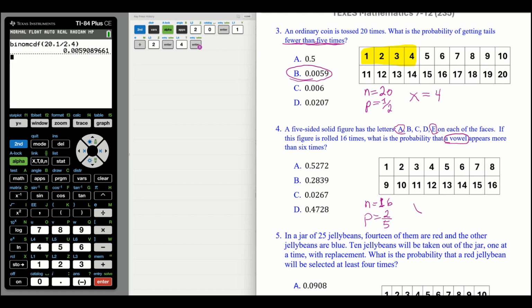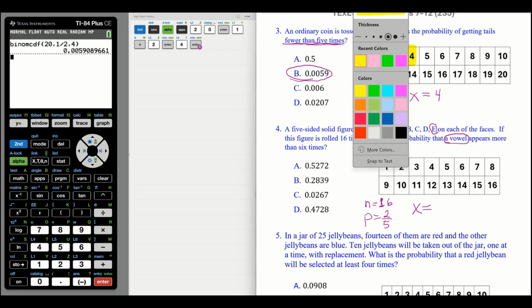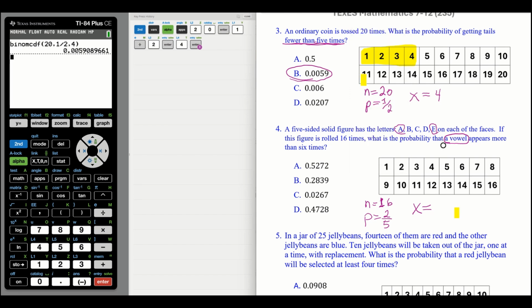And we need to figure out what our x is. Let's get our highlighter. It says more than 6 times. We're not including 6. We want all the higher numbers.